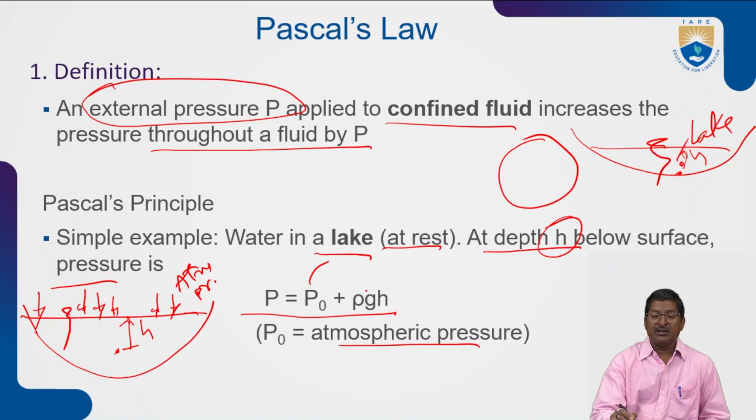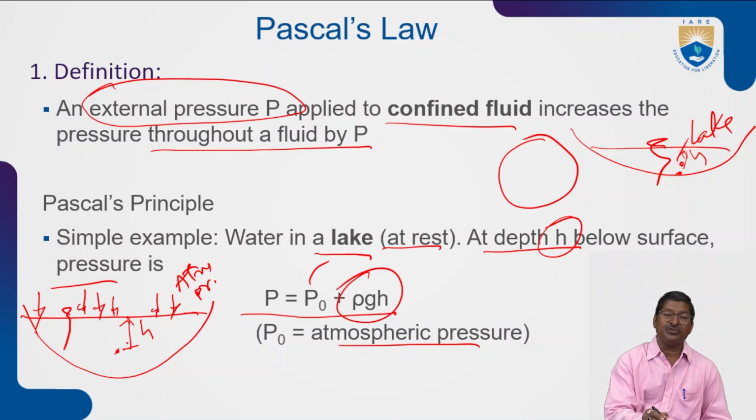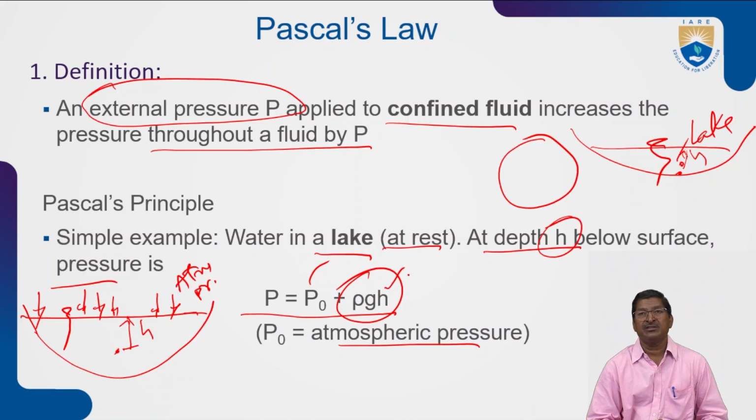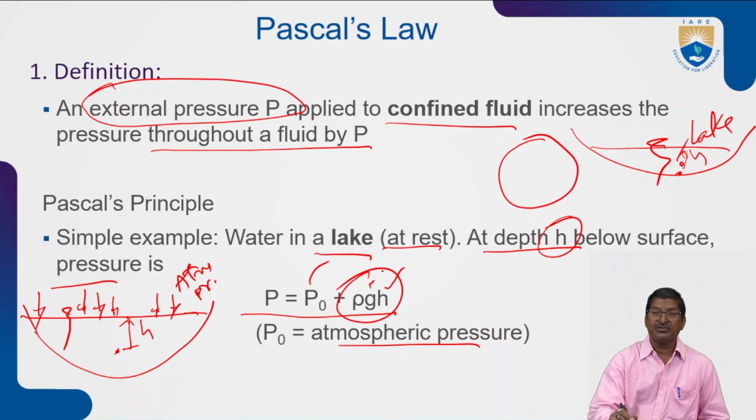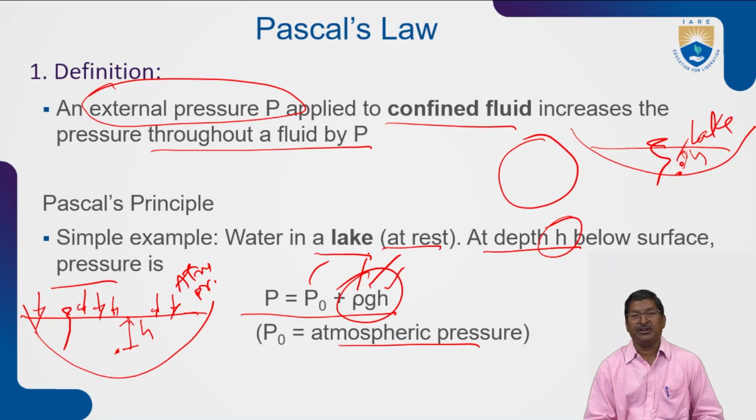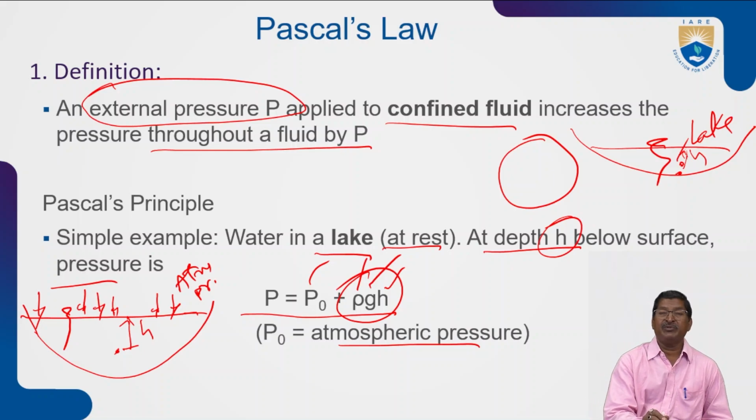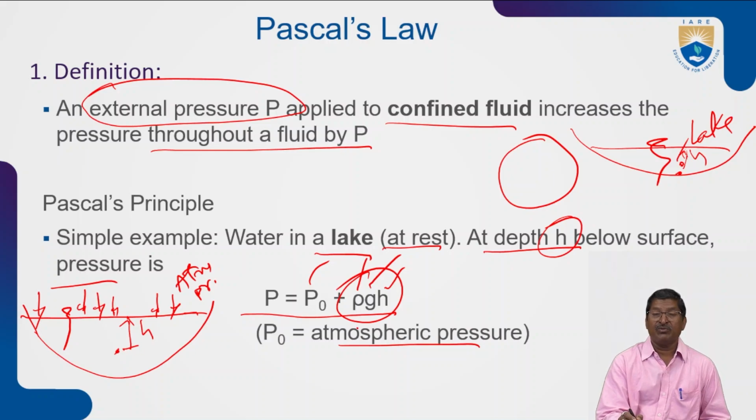So then this rho g h. So rho g h means what? It is related to the liquid. So here h is the depth of the point from the top surface of the lake. g is the acceleration due to gravity, and rho is the density of that particular fluid. So whatever the fluid at a certain depth of h, if you want to know the pressure at that point, it will be equal to rho g h plus atmospheric pressure.